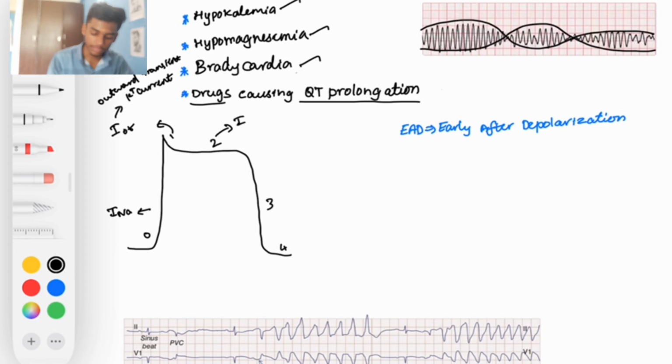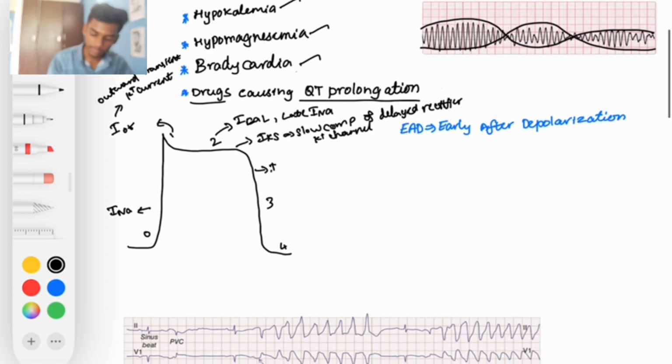One is the current due to the L type calcium channel, another one is the late sodium current, and at the end of the plateau phase there is a potassium current which is the slow component of the delayed rectifier potassium channel.